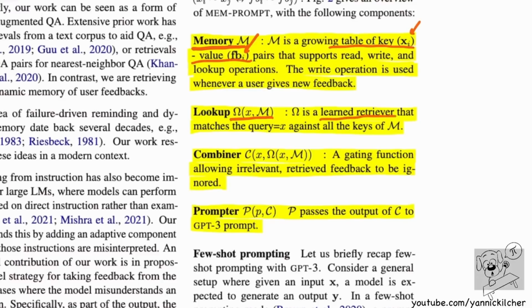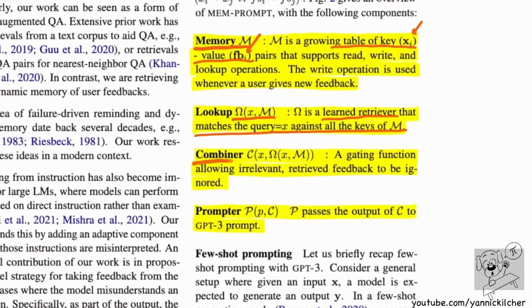They call it a learned retriever that matches the query against all the keys of M. So that's where we retrieve similar prompts that have been misunderstood in the past. And as I said, we can do that with a pre-trained embedding, for example of a transformer model, or any sort of embedding model for text or any other thing. They use Levenshtein distance for some experiments.